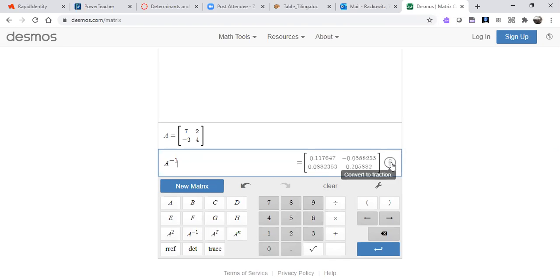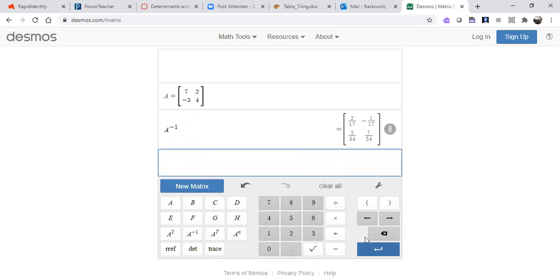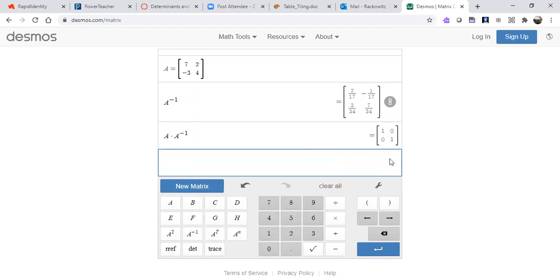Ugly decimals, so let's make it a fraction. All right, so that's the inverse matrix. Like I said, if you do A times the inverse of A, you would get the identity always. Anytime you multiply a matrix by its inverse, you get the identity. Only square matrices have inverses.